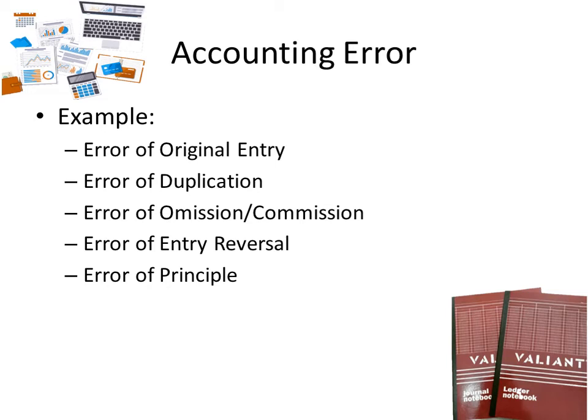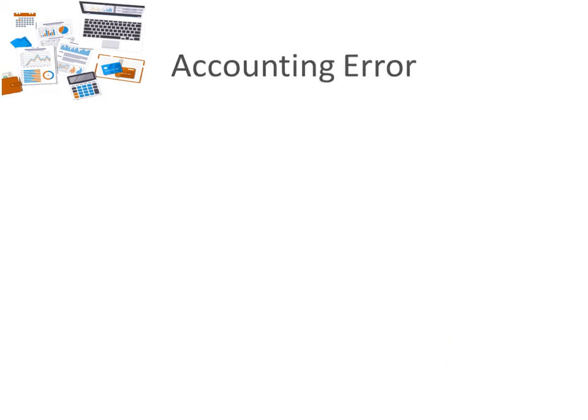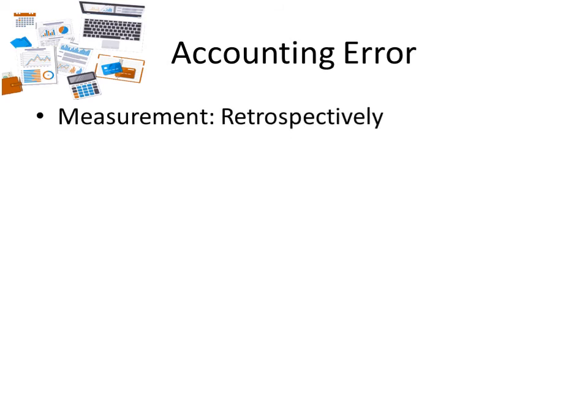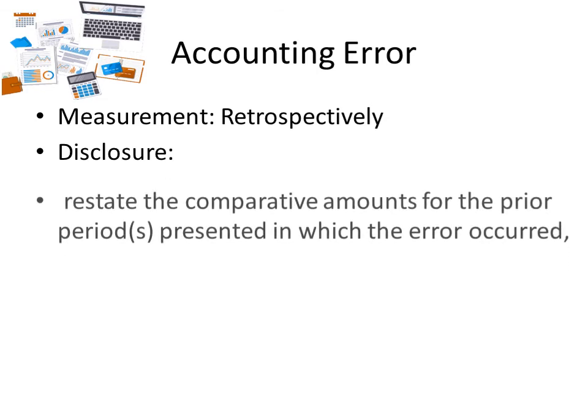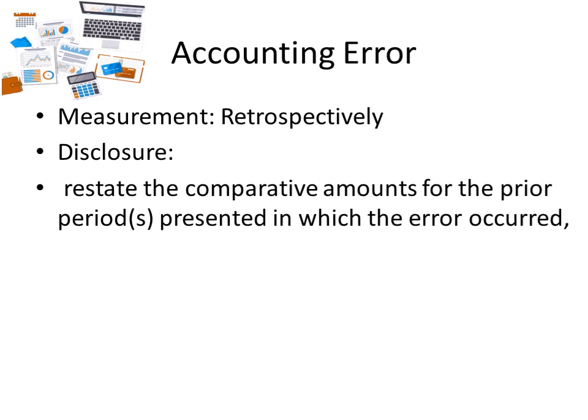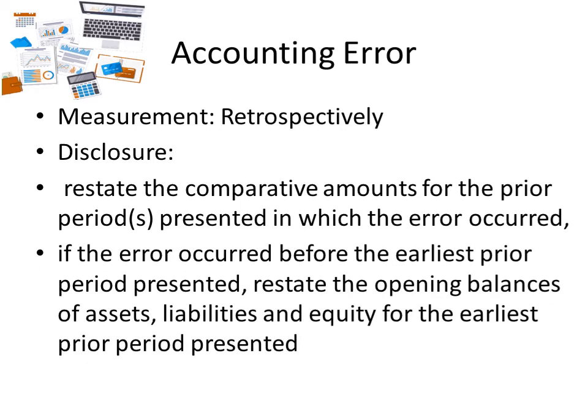Okay, or taxes. You have some tax misstatements. Okay? So for measurement, take note that the measurement of this is retrospective. So you should restate the financial statements from the beginning, from when the error occurred. For the disclosure, we have to restate the comparative amounts for the periods presented in which the error occurred. If the error occurred before the earliest period presented, restate the opening balances of the assets, liabilities, and equity for the earliest period presented.